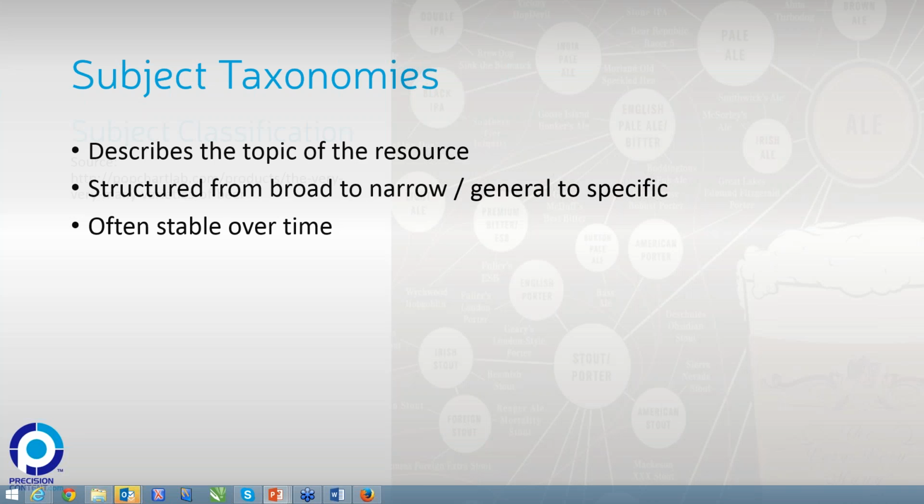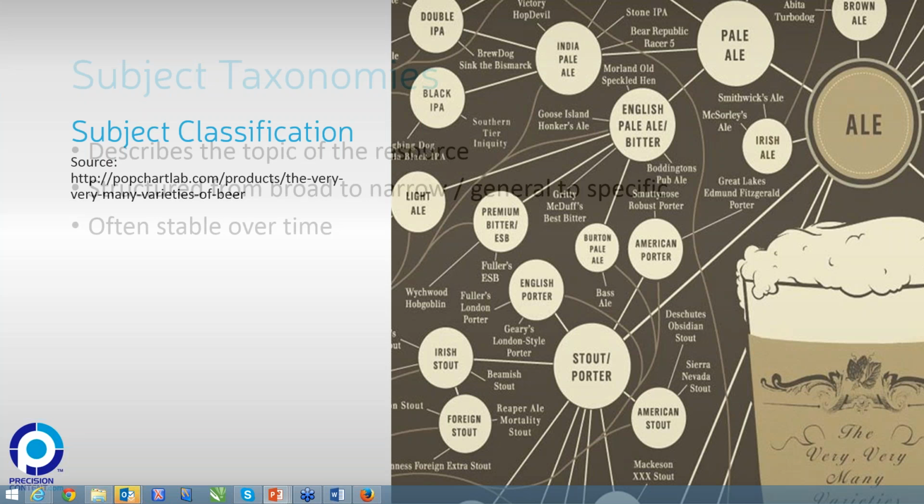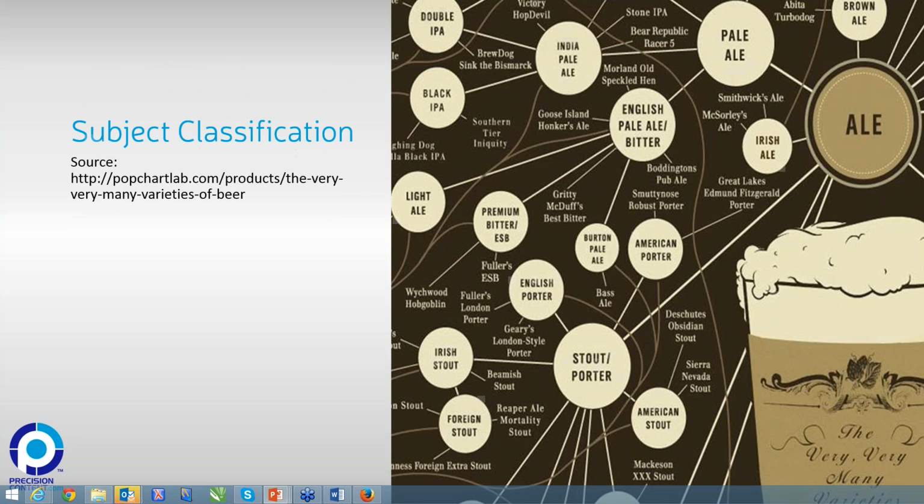So this is an example of a type of subject classification where we can relate different terms, in this instance different types of beer, how they relate together into broader categories and into subcategories.